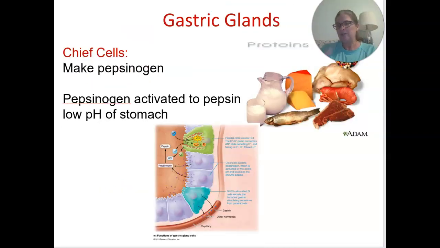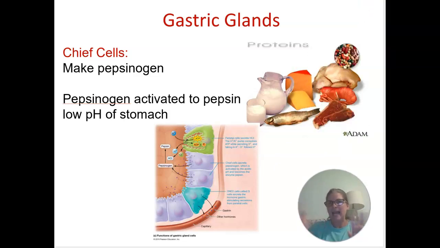Now, the chief cells make pepsinogen, and pepsinogen is the inactive form of pepsin. Pepsin is an enzyme that breaks down protein. It breaks down about 10 to 15% of the protein in your meal, so it's critical for protein digestion. It's activated by that low pH in the stomach. So remember, this is another reason why we need to have a low pH, to activate that enzyme.